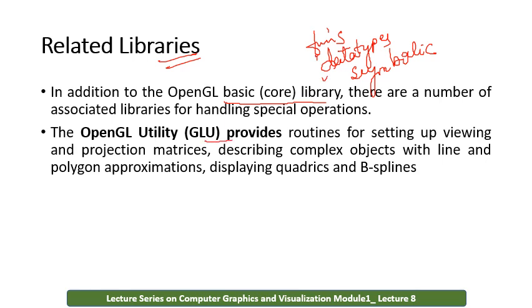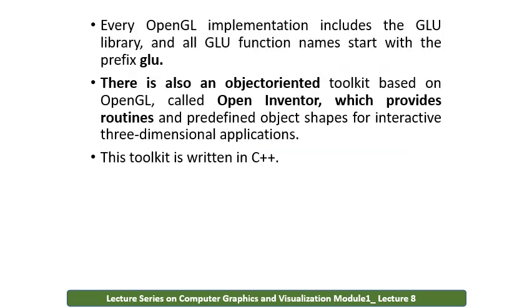Then there is the OpenGL Utility library, GLU, which provides routines for setting up viewing and projection matrices, and for describing complex objects with line and polygon approximations, for displaying curves like quadrics and B-splines. With this it is able to draw complex pictures and designs. Every OpenGL implementation includes the GLU library, and its functions start with the prefix GLU, with all lowercase letters after it.